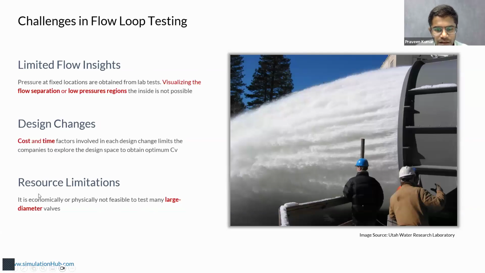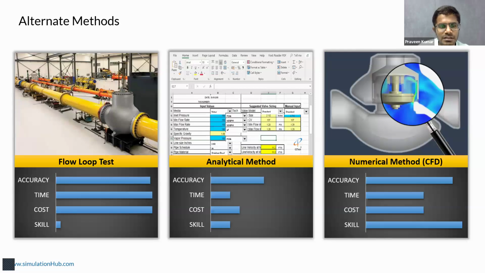So the third one is resource limitation. When you have large size valves, even the labs will have certain limitation to test the valve in its original size. Okay, so these are the challenges. So what are the other alternate methods available to flow loop test? Here is a comparison: analytical and numerical methods.